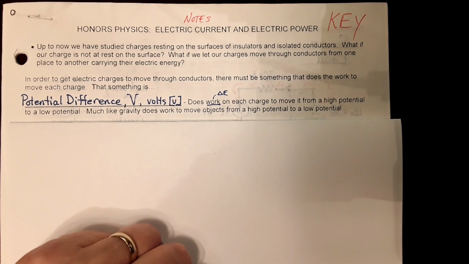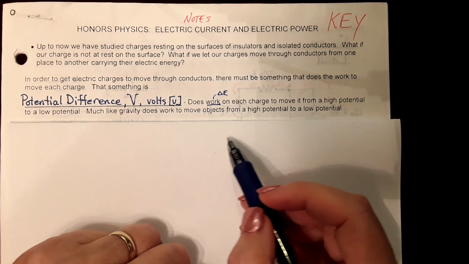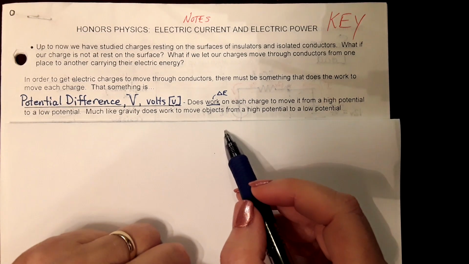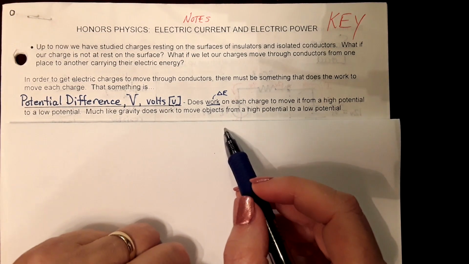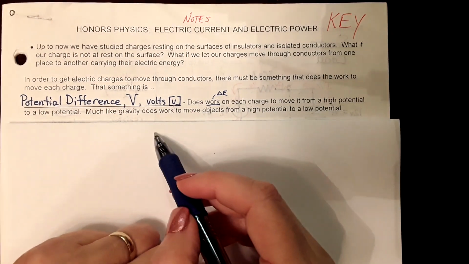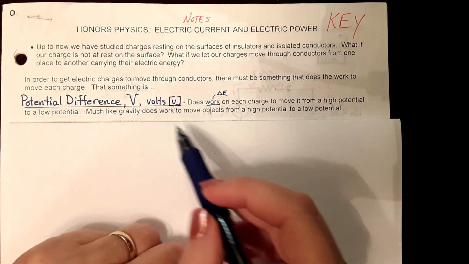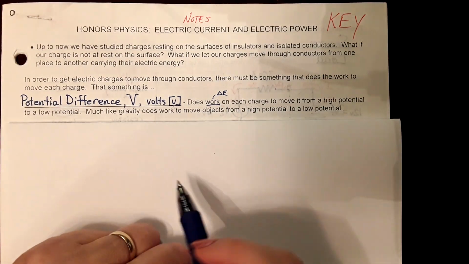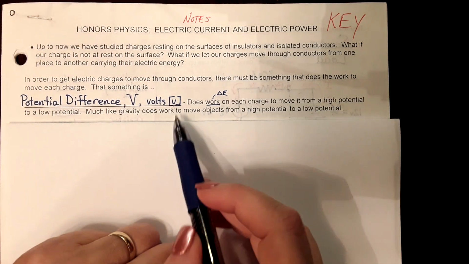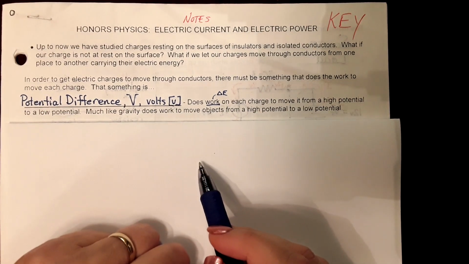Now, potential difference, or voltage as you might hear it called sometimes, is what actually pushes the current through the conductor. It does the work on each charge to move it from high potential to low potential. Very similar to what gravity does. Gravity accelerates objects from a high gravitational potential energy to a low gravitational potential energy. Well, a potential difference is work done on each charge, so it is also very similar to a change in energy. It's not exactly a change in energy because it's measured in volts, not joules.